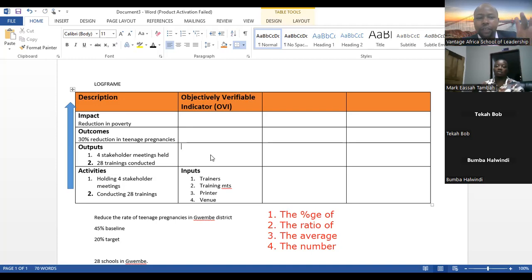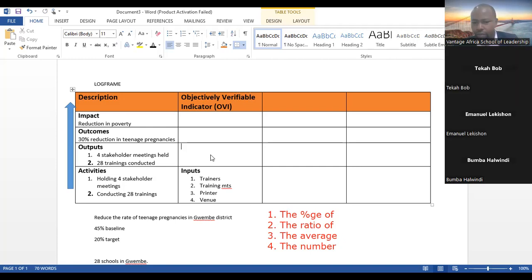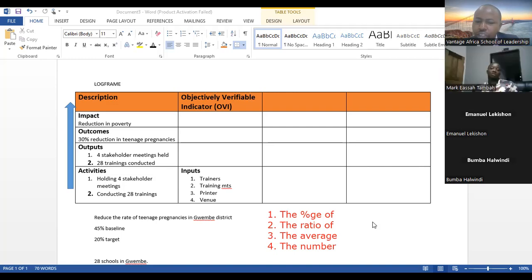Now, let's try to get the indicators for this. We will get an indicator for the output. Okay, we'll get an output indicator. We will get an outcome indicator, and we'll get an impact indicator. Let's start with the output indicator. Now, when we talk about four stakeholder meetings held, and we want a tool to measure our success in that, is that going to be measured by the percentage, the ratio, the average, or the number?